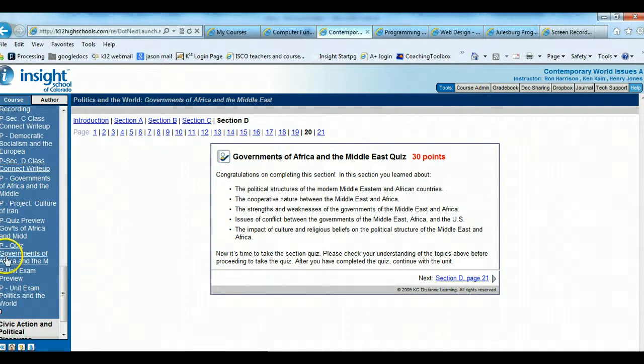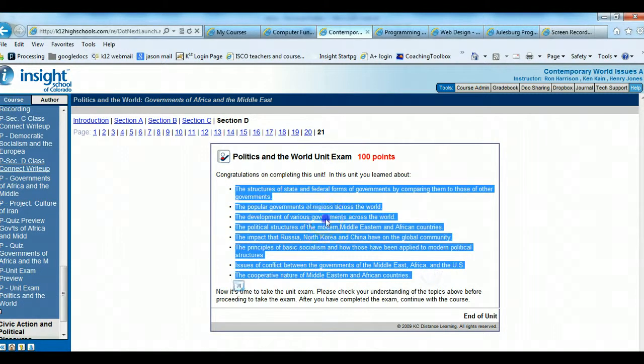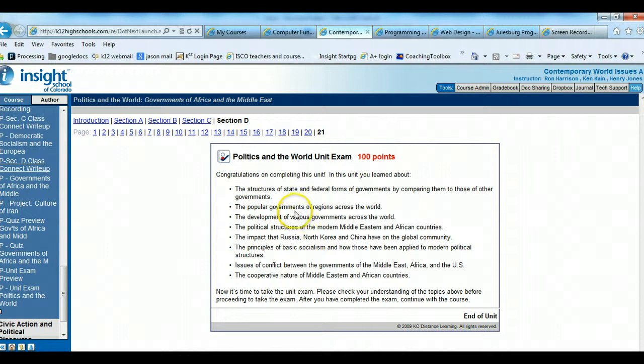Okay, the quiz. I always have the quiz previews posted over on the left for you. And then finally, you have Politics of the World, the unit exam, and the unit exam previews over there for you. Here's everything we learned in this unit: forms of government in the region, how governments formed across the world, and then of course we went to the Middle East and Africa and learned about those countries. Early on in this unit we talked about Russia, North Korea, and China through communism and socialist governments and things like that. So that's all about Section D.